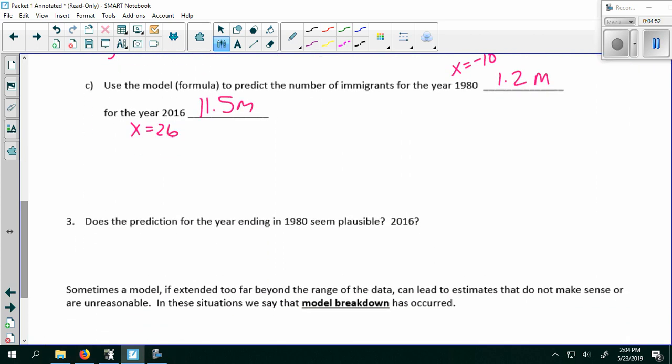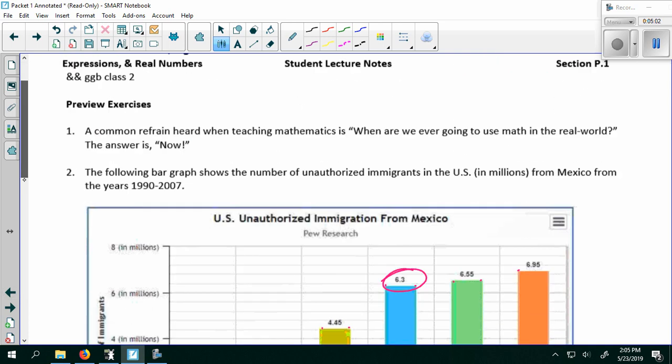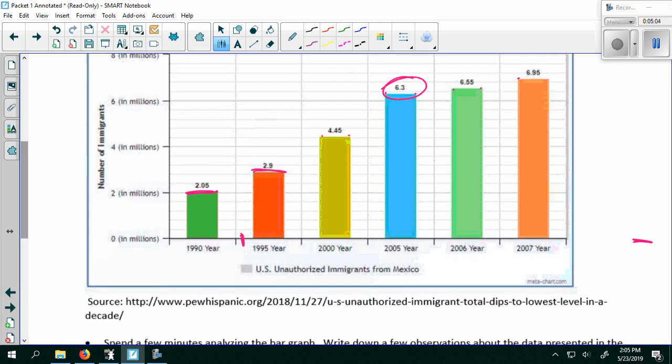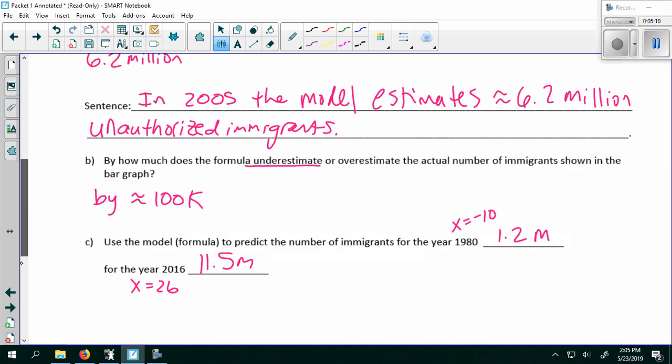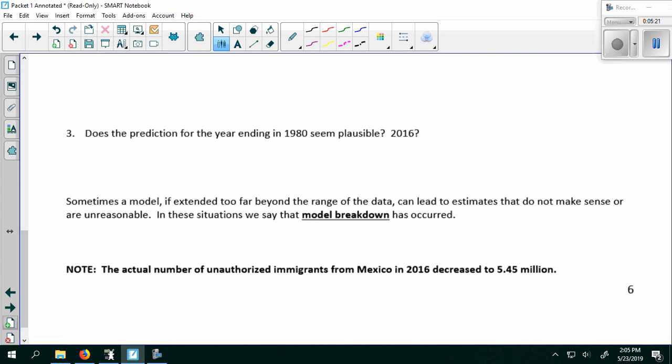Does the prediction for the year 1980 seem plausible? 1.2 million. So let's go back to our data. So 1980 would be 10 years before 1990, so somewhere back here, being about 1 million, a little over 1 million, 1.2. Yeah, that seems to follow the trend of the data. That seems reasonable.